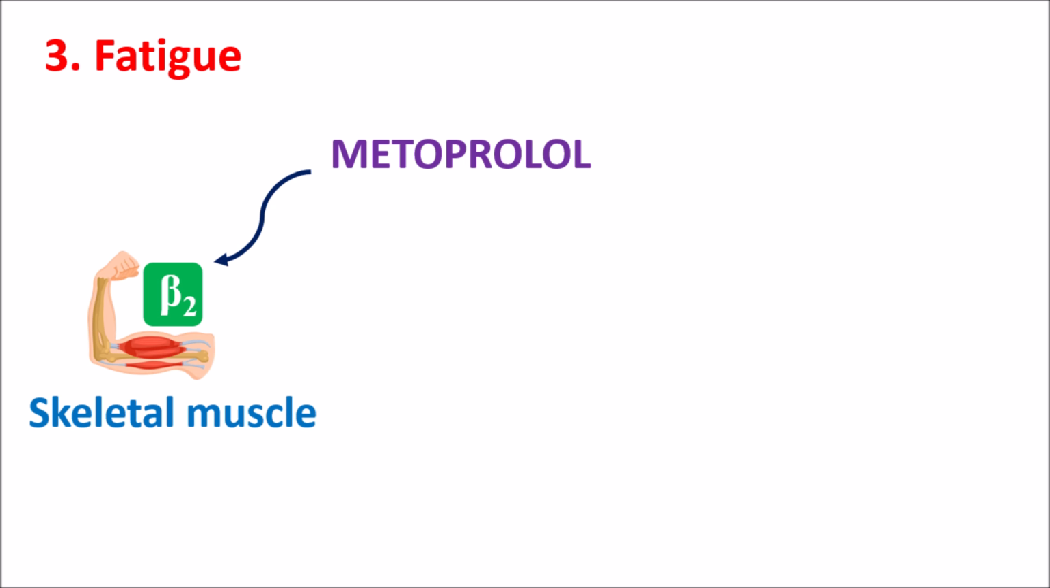Normally, these beta 2 receptors are responsible for vasodilation. They can increase the blood supply to the skeletal muscle. Now, metoprolol can block these beta 2 receptors, which can result in decreased blood supply. So, when blood supply to the skeletal muscle is reduced, muscle weakness can increase. So, patients may have some fatigue, and some unexpected weakness can be observed.